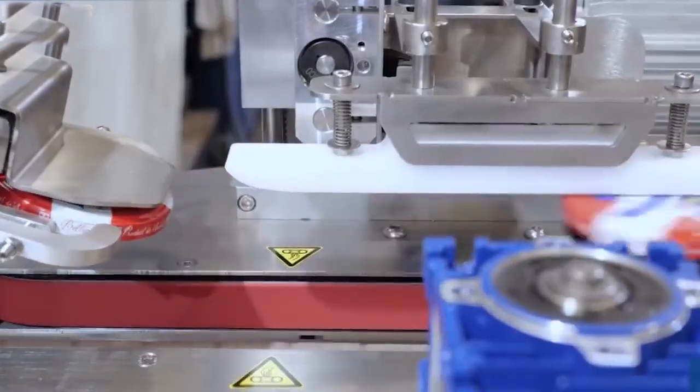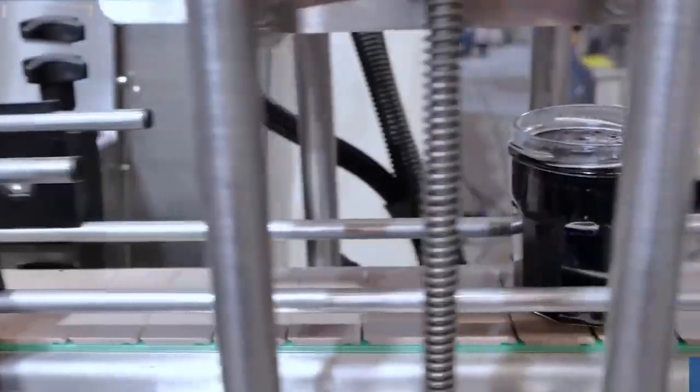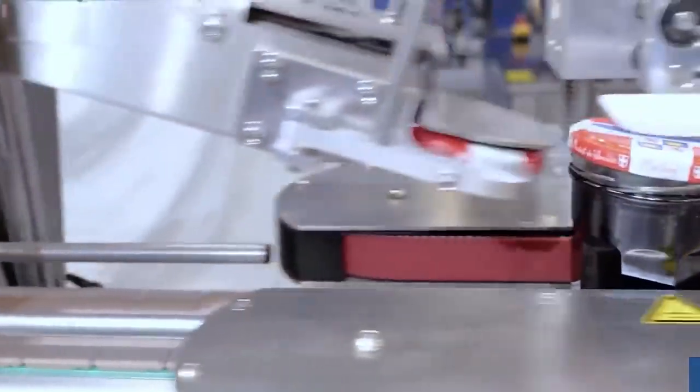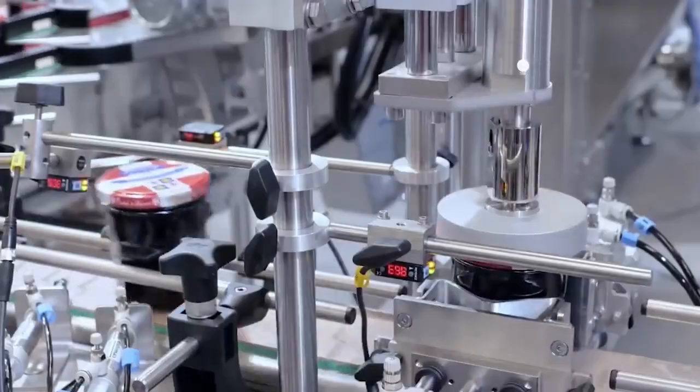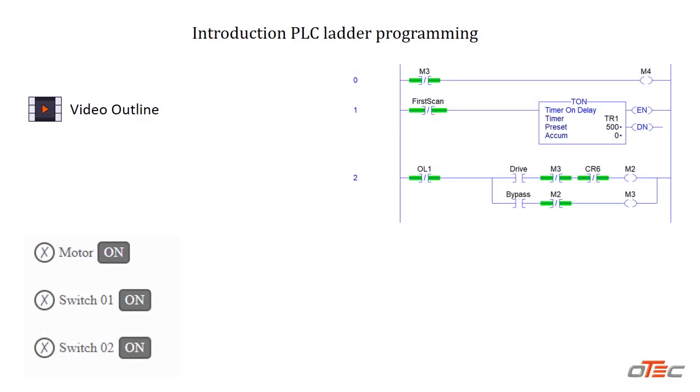Every machine in a factory follows commands. But how are these commands written? One of the key languages is ladder programming, easy to read, yet powerful enough to run the most complex machines. In this video, I'll take you through everything you need to know about PLC ladder programming.